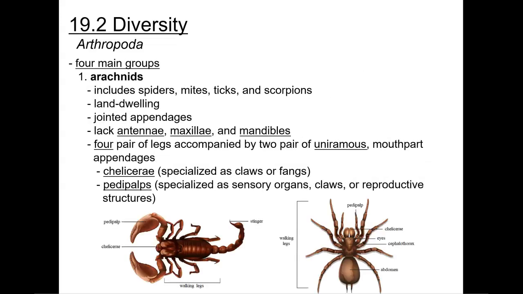Now coming directly into the four main groups. The first group we're going to talk about are the arachnids. These include our spiders, mites, ticks, and scorpions. These are all land-dwelling and have jointed appendages. They lack antennae, maxillae, and mandibles. They have 4 pairs of legs that are accompanied by 2 uniramous mouth part appendages. We have the chelicerae, which are specialized as claws or fangs, and the pedipalps. These are specialized as sensory organs, claws, or reproductive structures.